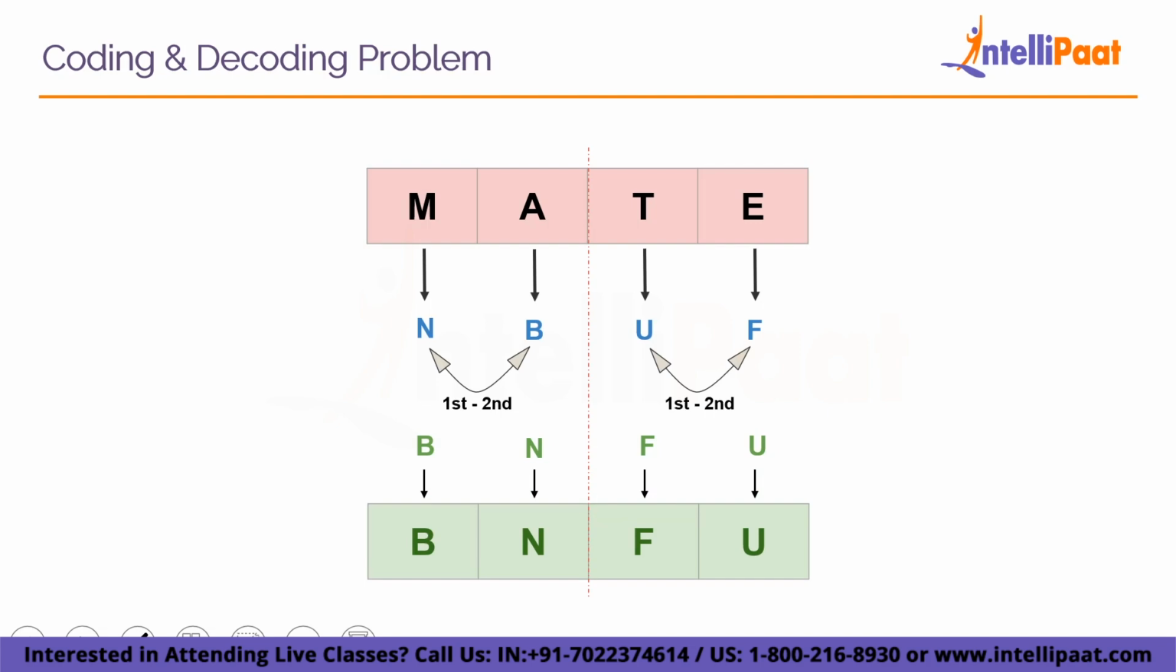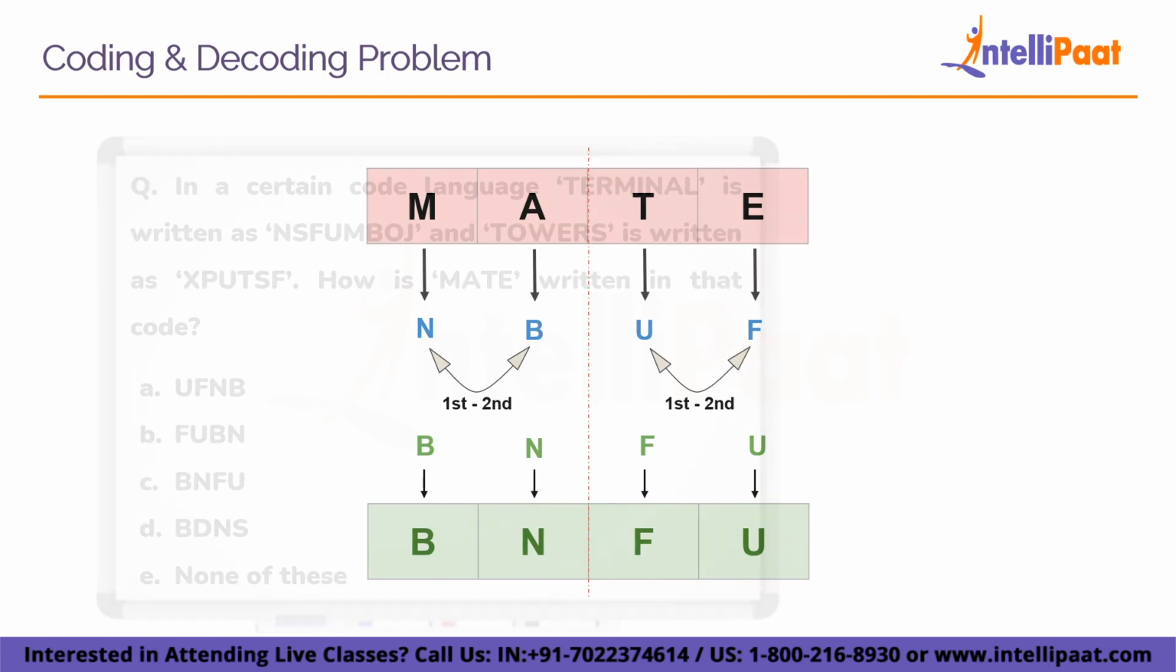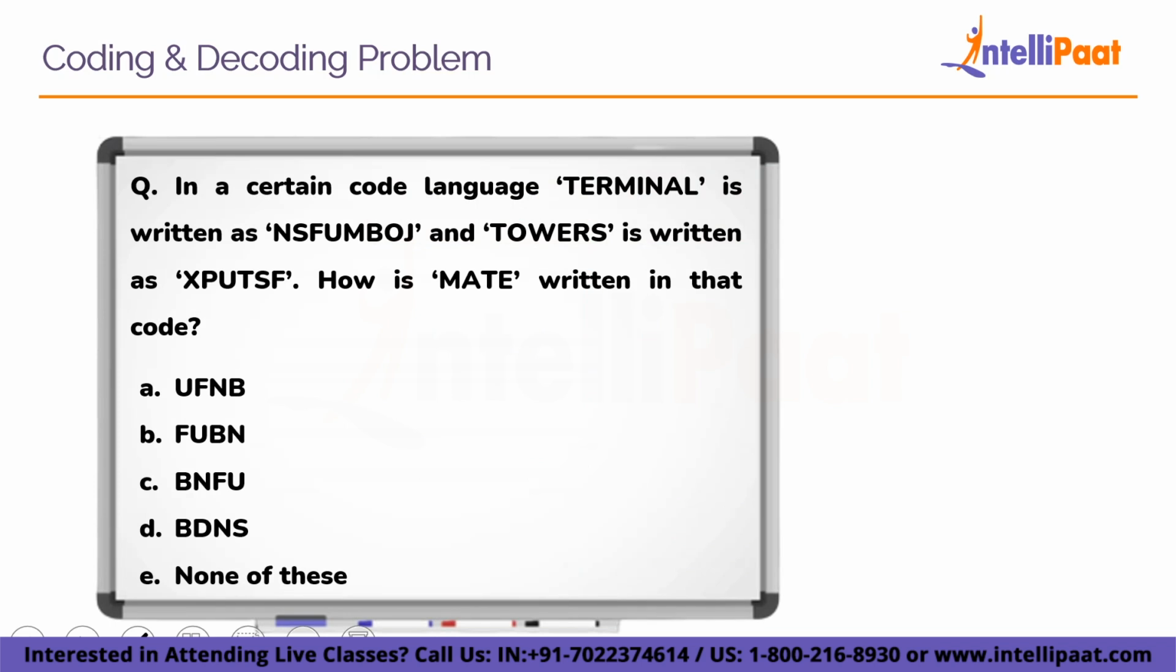So now let's jump to our question and see if this option is present there or not. So as you can see, the option is available here, that is BNFU, option C, and this is the answer for this question. I hope you get the logic, how we are finding logics in this question using the given values, right?